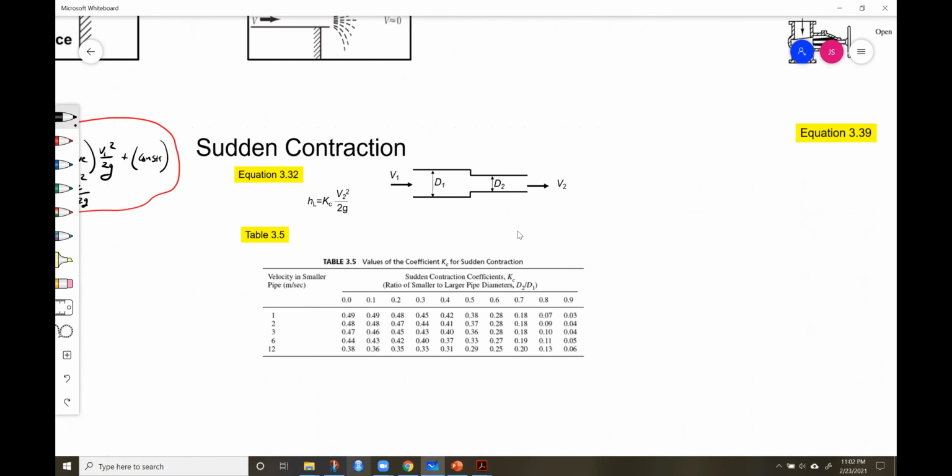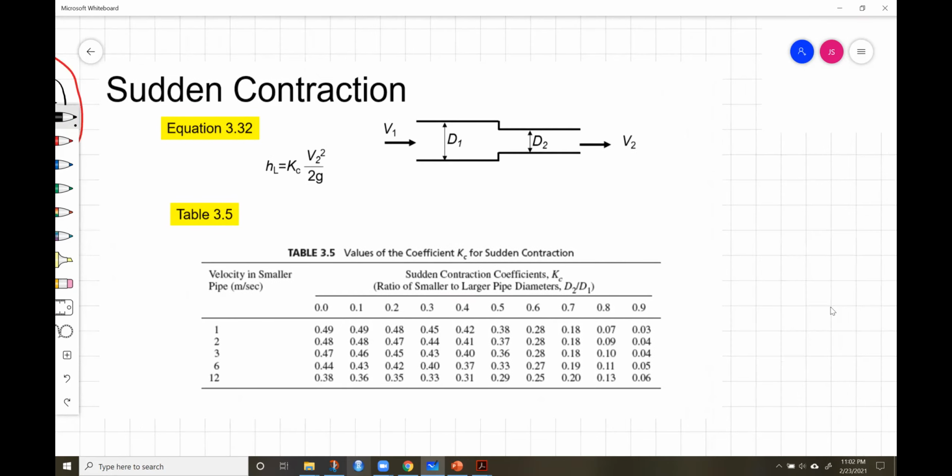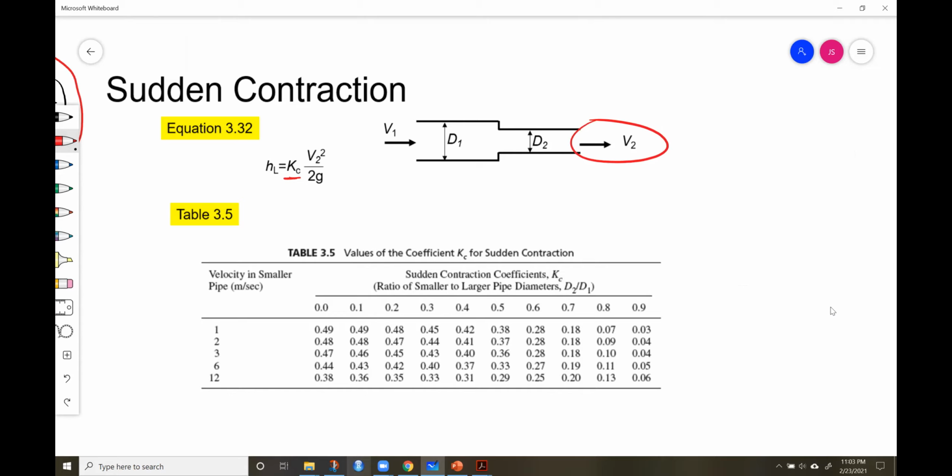And then let's go to our sudden contraction. This one's a little more complicated. All right, and this is just out of your book. For the sudden contraction, I'm going to be multiplying it by V2 squared over 2g. So it's the downstream velocity, and I need to find this coefficient. It's going to be the ratio of the diameters.